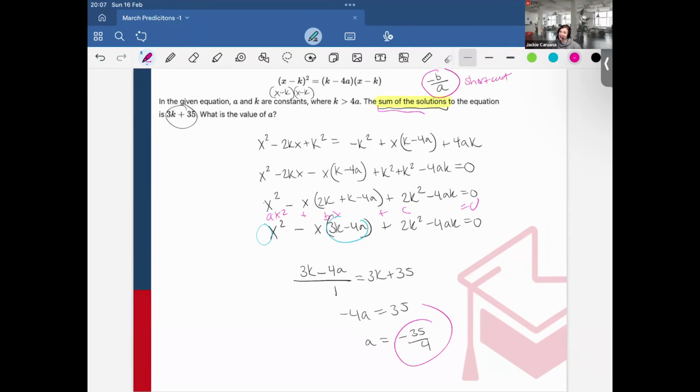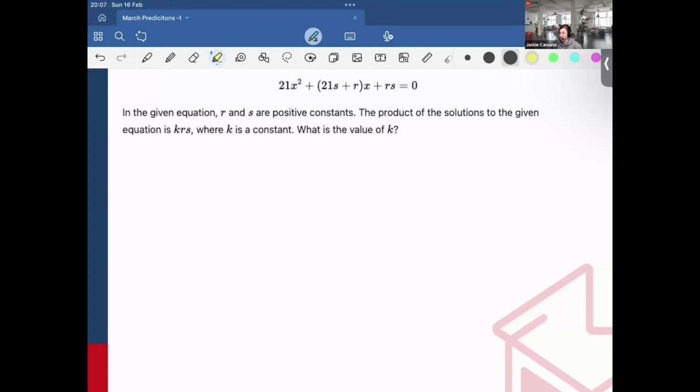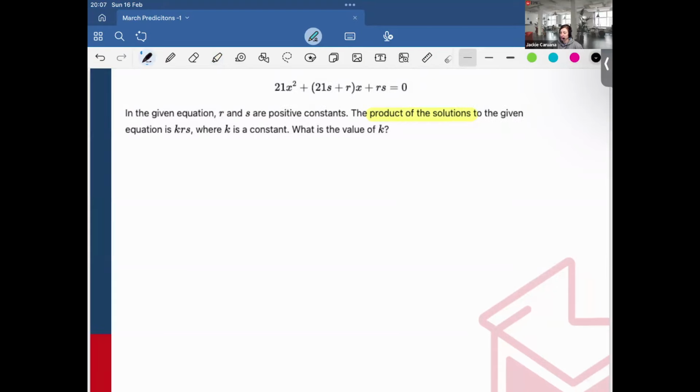In the given equation, R and S are positive constants. The product of the solutions to the given equation is KRS, where K is a constant. What is the value of K? So same thing. I recognize that this is a quadratic equation. If it's a quadratic equation, as for the product of the solutions, the shortcut formula is C over A. This one's simpler than the first because everything's already expanded. My C value is RS, and my A value is 21. So I'm going to do that.